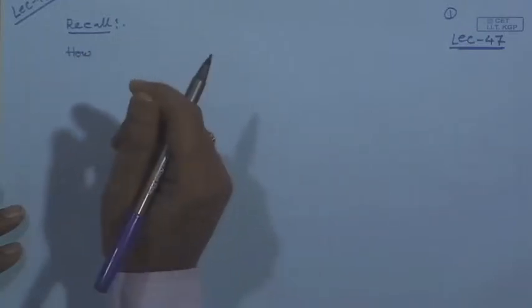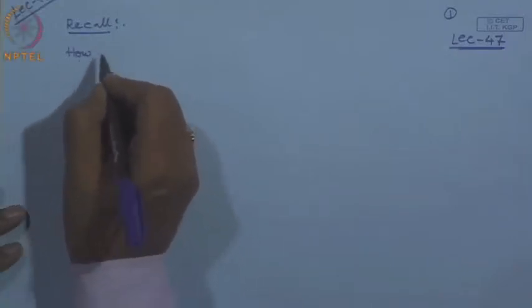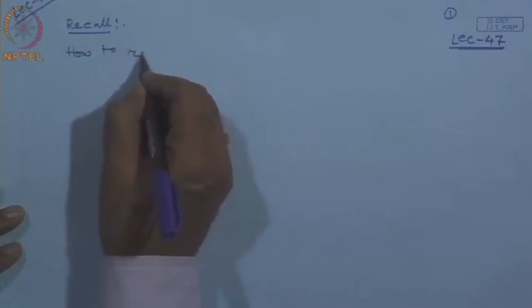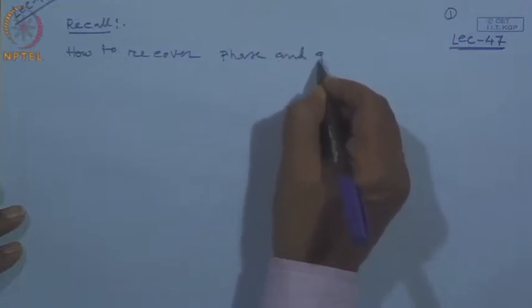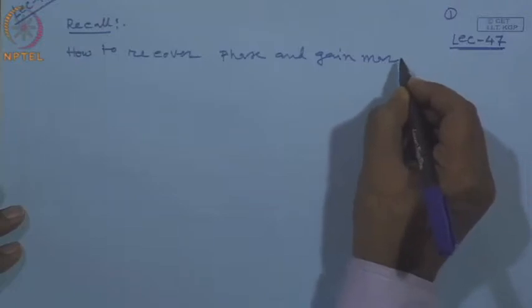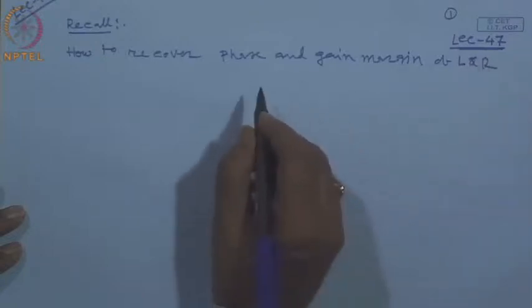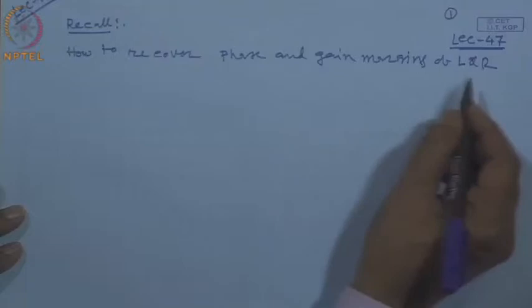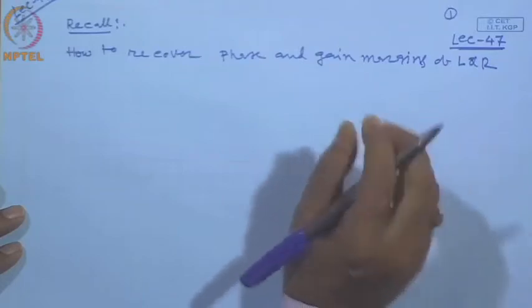So, if you recall our earlier procedure, how to recover the LTR, how to recover the phase and gain margin of LQR? We know the phase margin is at least 60 degrees in LQR and the gain margin is infinity, but in the case of LQG these properties are totally lost. So, how to recover them?